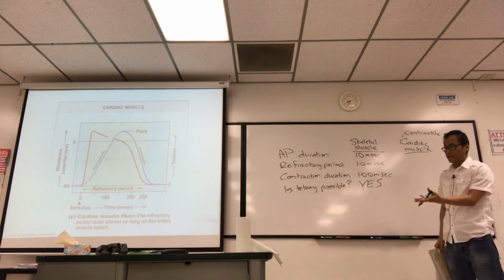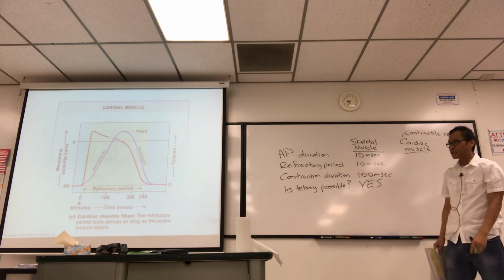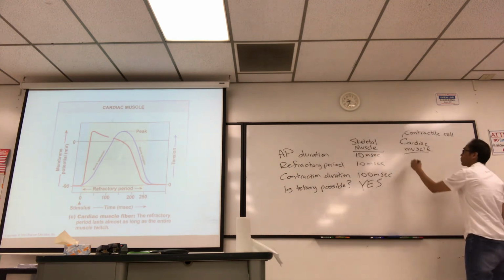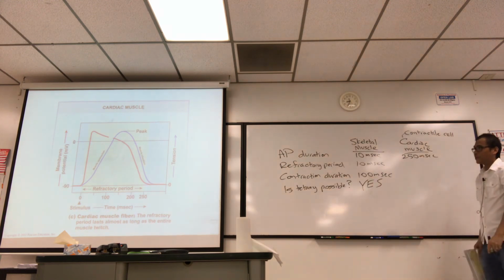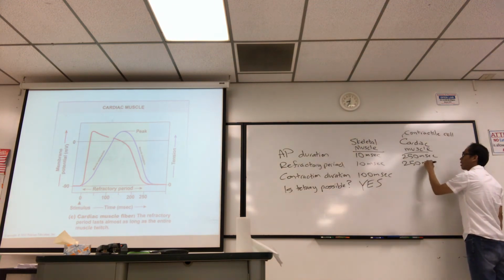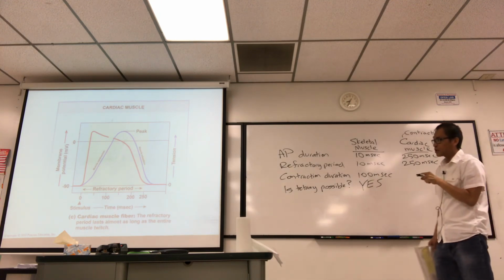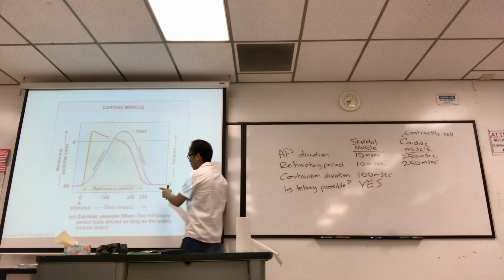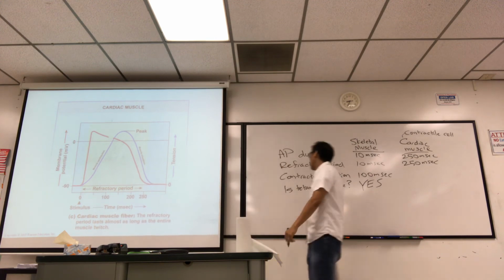Well, as we just saw, you got this huge, long plateau. It extends the length of the action potential to about 250. So the refractory period is that long, 250. If you look at the contraction duration, it's about as long, maybe a little longer. We'll call it 260, about 250.